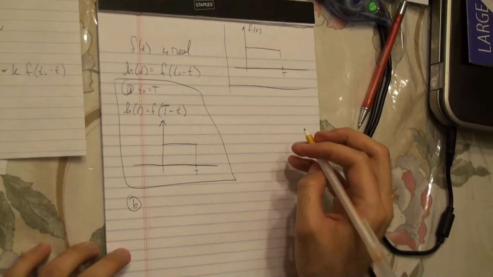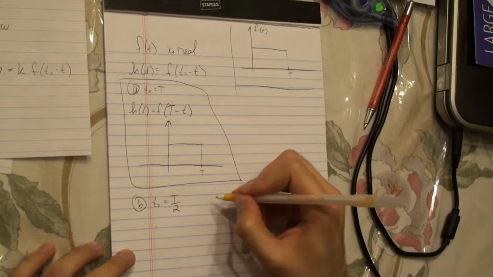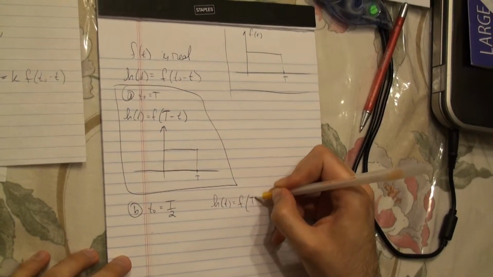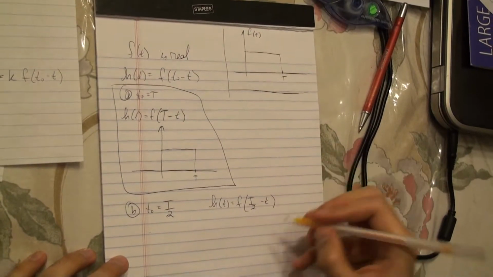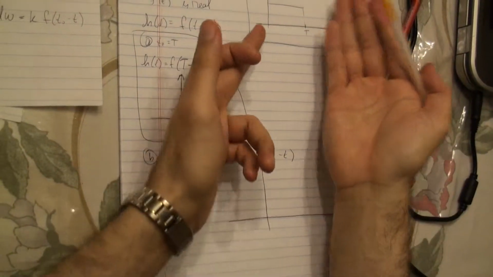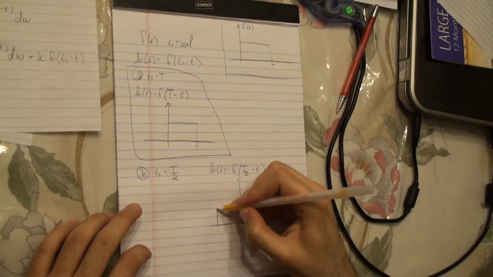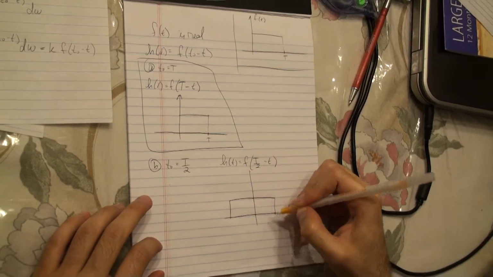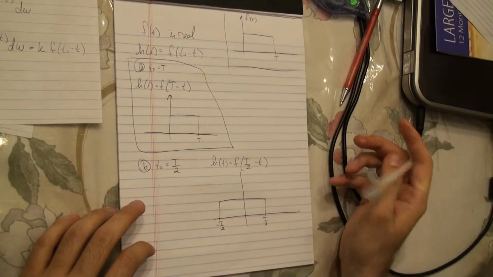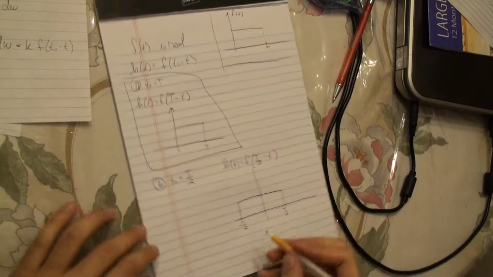Now they say part B is t naught equal to capital T over 2. So we have h of t is equal to f of (T over 2 minus t). So similar principle, we flip this over, but now we shift it only by T over 2. So we get something like this. Minus T over 2.